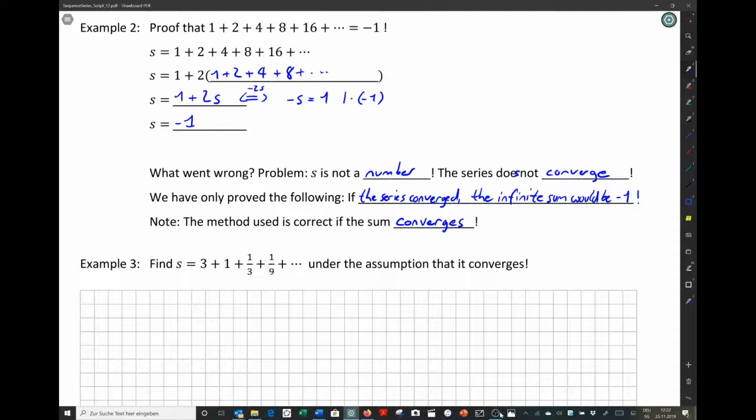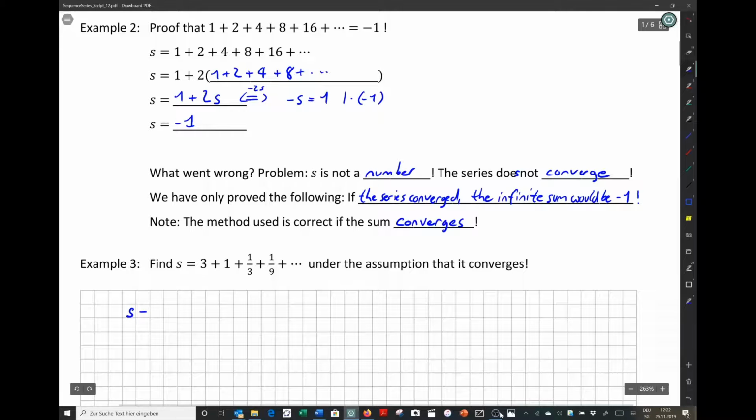So let us now apply this method in example 3 for the sum 3 plus 1 plus 1/3 plus 1/9 and so on, and we'll just assume that it converges, which by the way we know, since you should have recognized that it's a geometric series. But for now, we'll just assume we didn't remark that, and we'll try to find S using the upper method.